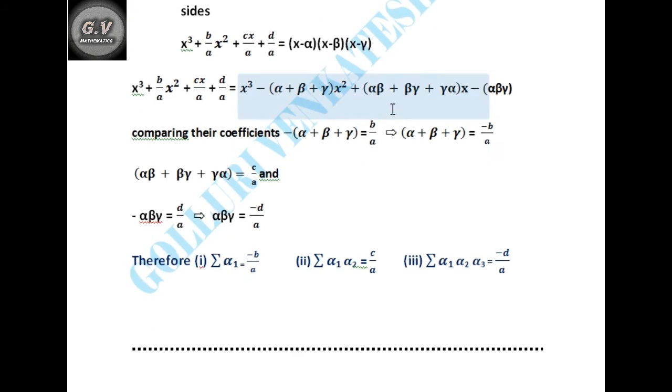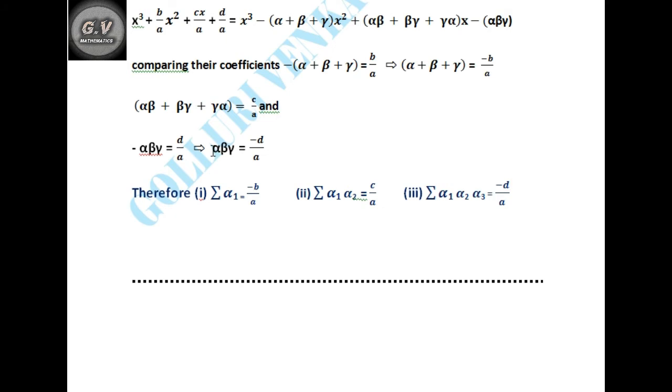Last case: the product of all the three zeros is equal to minus d by a. Symbolically, it is taken as alpha 1, alpha 2, alpha 3. Sigma, the summation alpha 1 alpha 2 alpha 3, is equal to minus d by a. Here these are the relations between zeros and coefficients of the cubic polynomial.